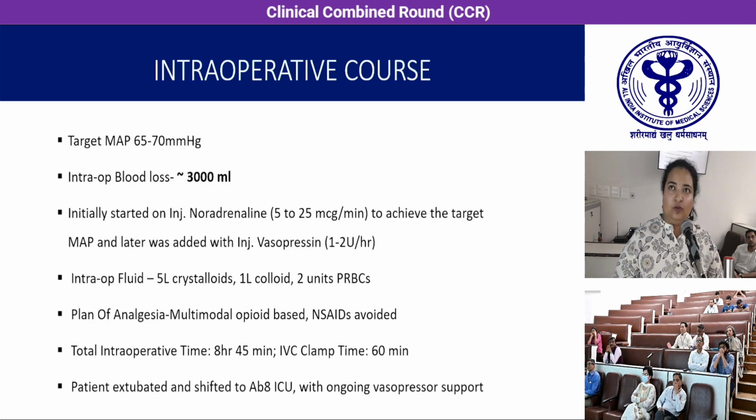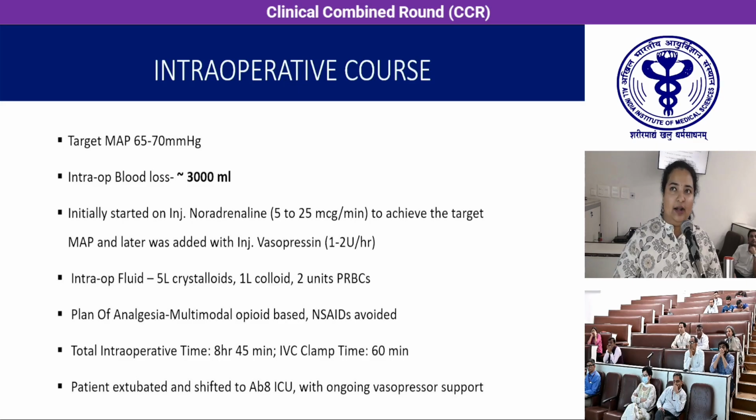In the intraoperative course, we had targeted a mean arterial pressure of 65 to 70 mmHg. One reason is the patient was already a known hypertensive. The second was to decrease the perioperative renal injury. We encountered an intraoperative blood loss of nearly 3,000 ml initially, which was managed with fluids, crystalloids and colloids, and later 2 units PRBC were also transfused.